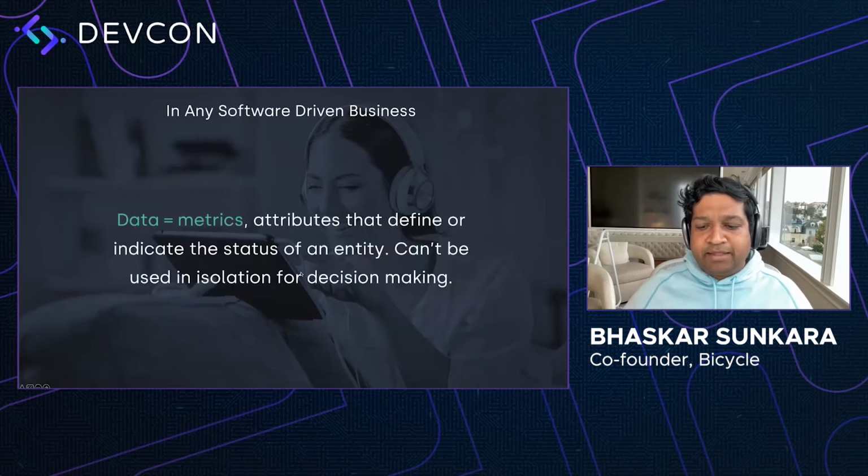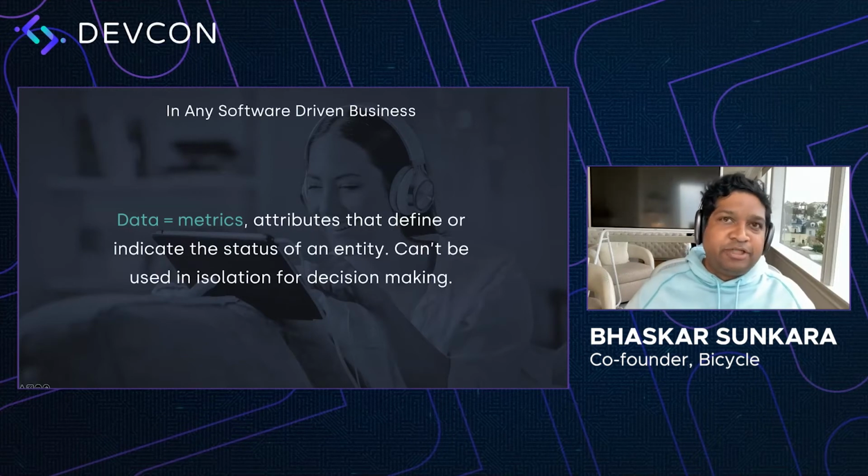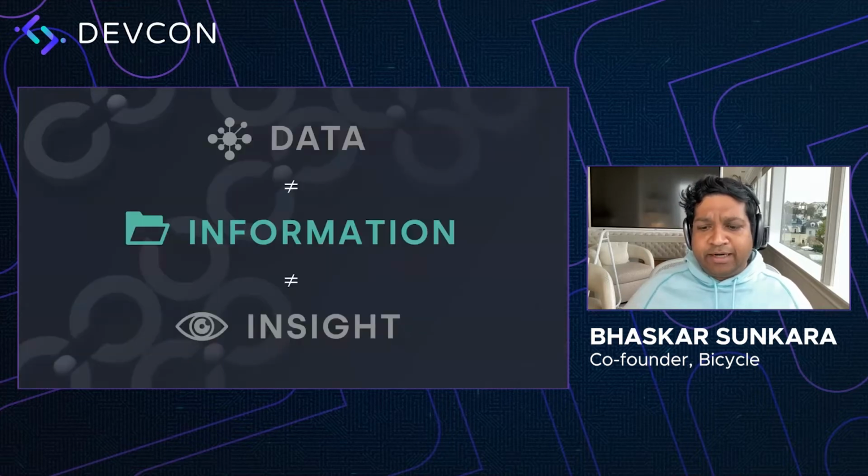So let's break this down a little further. In any software-driven business, if you think about the definition of data, this is metrics or attributes that define or indicate the status of an entity. And what that means is when you're talking about a specific entity, you can't really use them in isolation for decision making, and that's really the key point with respect to data.